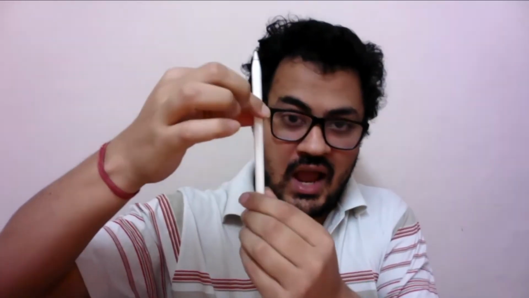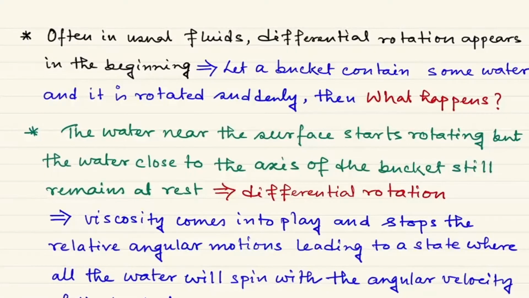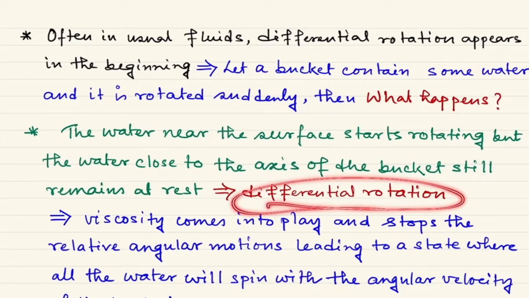So this gives you the rotation, but the rotation starts from the surface, while the water which is very near to the axis of the bucket and far from the walls is yet to start its rotation, right? You can easily understand that at the very initial point, the angular velocity near the wall is greater than the angular velocity near the axis of the bucket, right? So this creates an effective differential rotation.